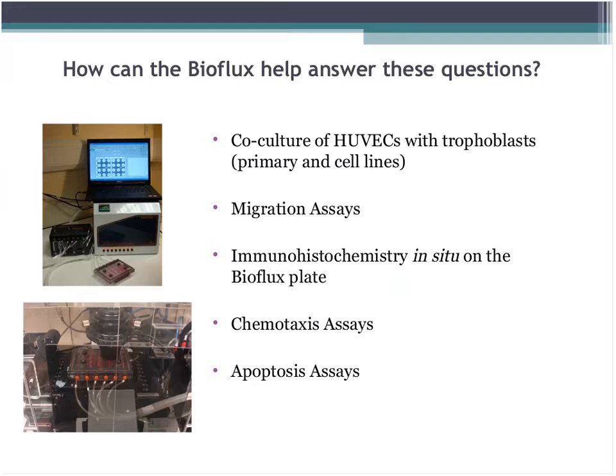So we had a beautiful BioFlux in London that's set up at our lab here, and we had it sitting next to one of our time-lapse microscopes. So most of the assays I'll talk about today were all done in conjunction with time-lapse microscopy.